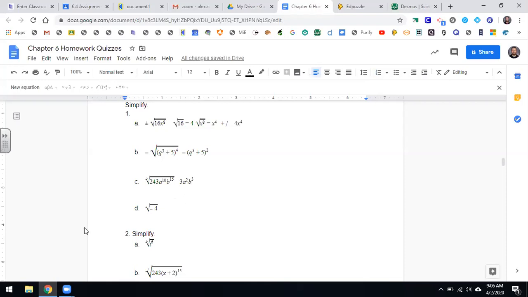That right there is going to be our answer. And a lot of people got this question right as long as they got the first number correct. Okay, and then the next one, the square root of -4.